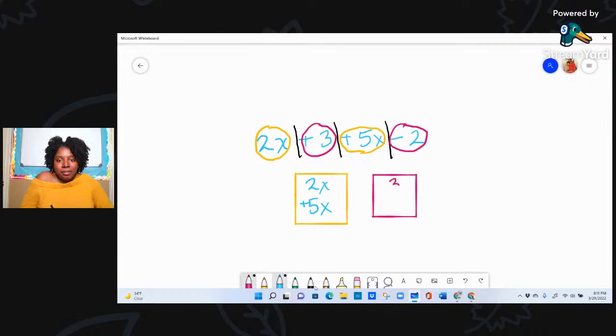All right, so we have 3 minus 2. That's how we write it. Okay, so 2x plus 5x is 7x. And 3 minus 2 is 1. And we add the 2 boxes together. Now, because they were in separate boxes, that means I can't combine them. They're in separate boxes. I can't combine it. So this is our final answer.